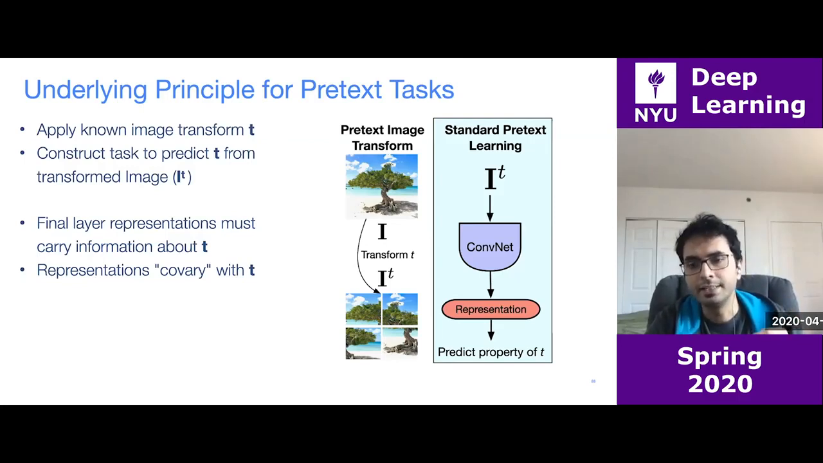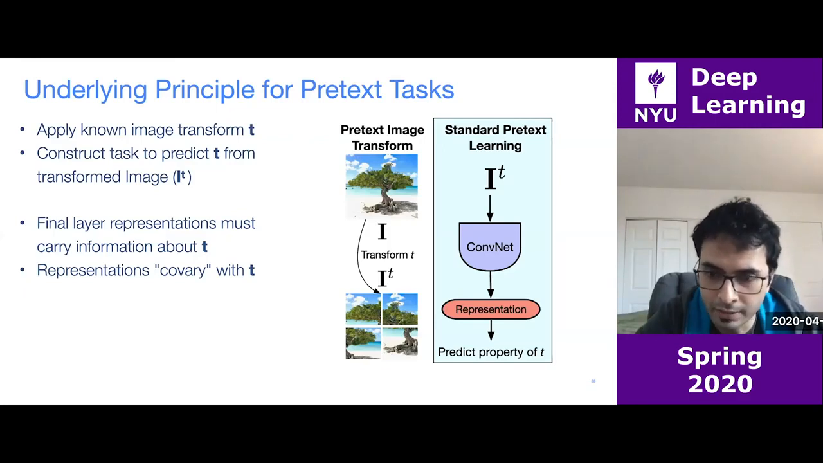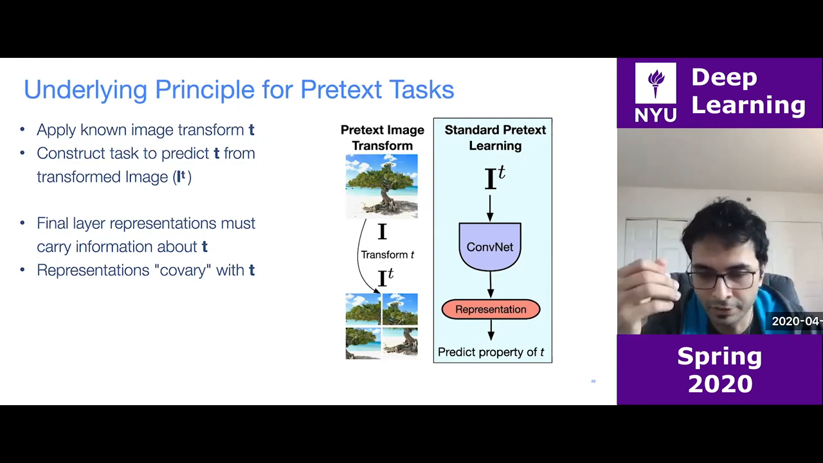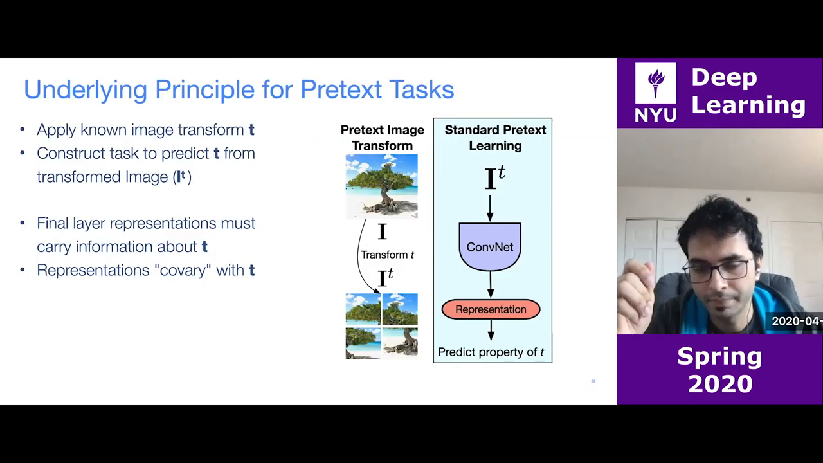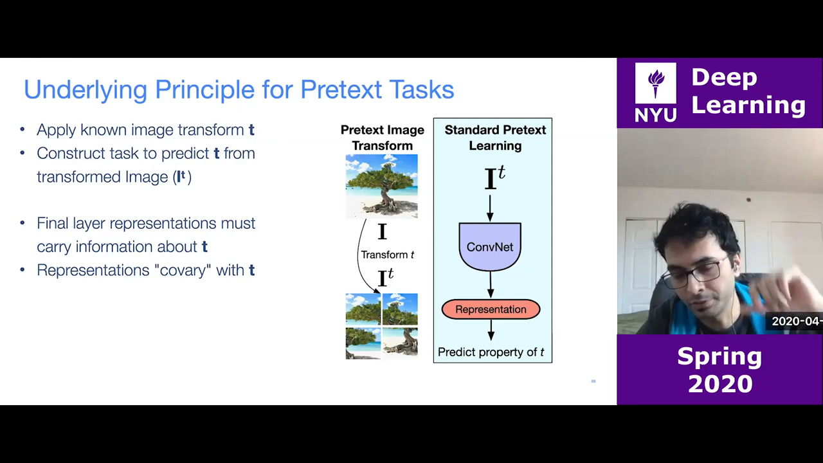The second thing is that the task you're performing in this case really has to capture some property of the transform. It needs to capture the exact permutation that you applied, or the kind of rotation that you applied, which means that the last layer representations are going to co-vary, or vary a lot, as the transform T changes. That is by design, because you're really trying to solve that pretext task. But unfortunately, what this means is that the last layer representations capture a very low-level property of the signal, like rotation and so on.